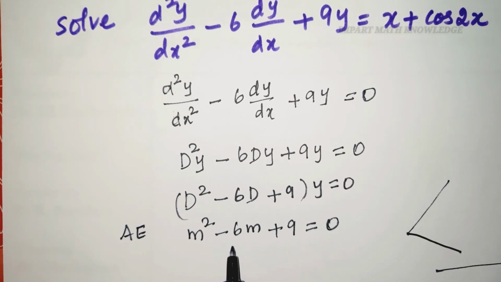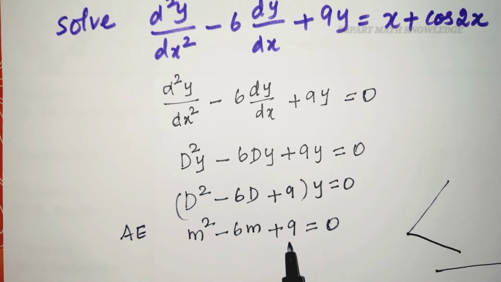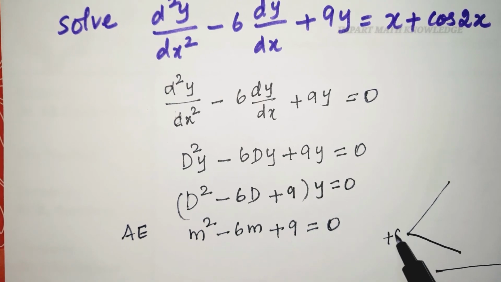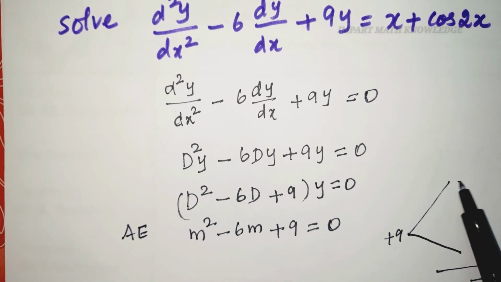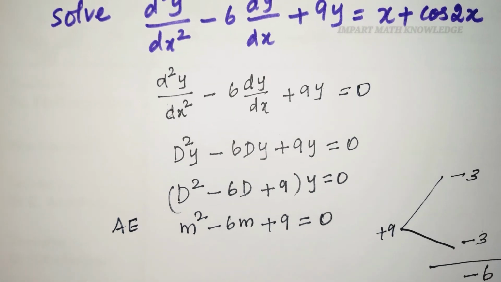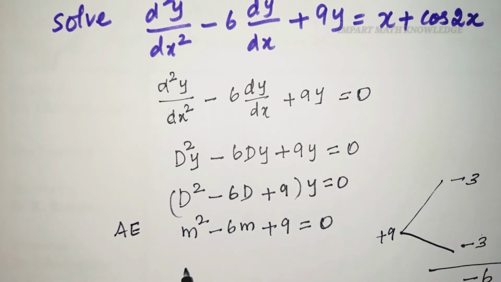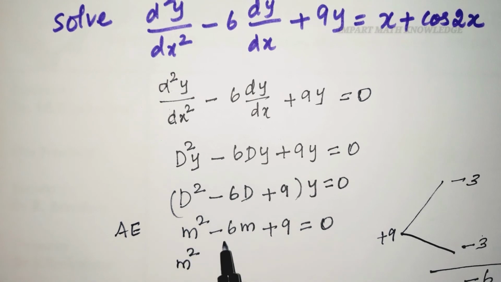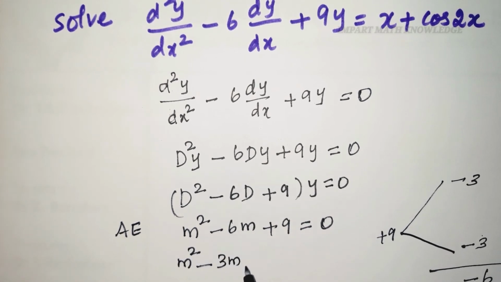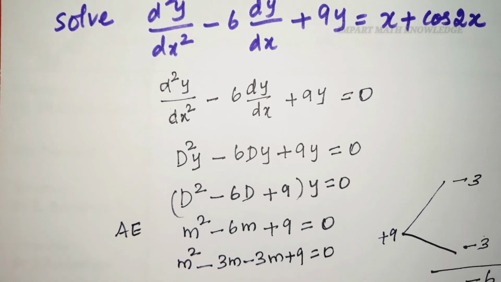When you add the two factors, you will get minus 6. When you multiply the same factors, you will get 9. So, the possible factors are minus 3, minus 3. So, we can write the equation as m² minus 3m minus 3m plus 9 equals 0.